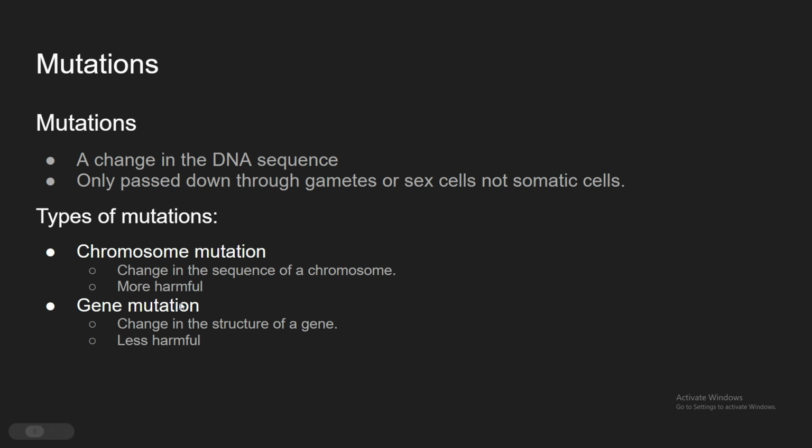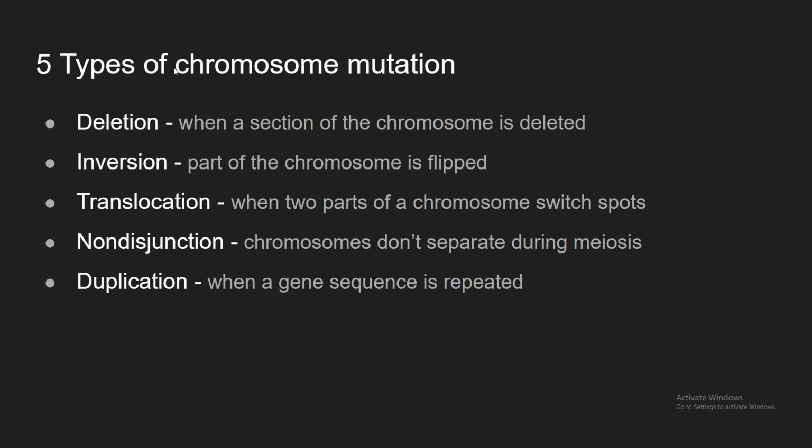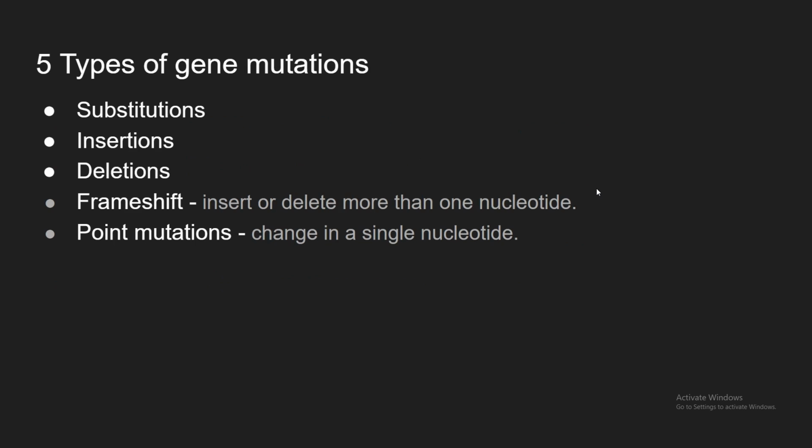And then there's gene mutations, which are a change in the structure of a gene, and these tend to have less of an impact on everything. There's different types of mutation. You have deletion, when a whole section of the chromosome is deleted. You have inversion, when a part of the chromosome is flipped. You have translocation, when 2 parts of a chromosome switch spots, and non-disjunction, when the chromosomes don't separate during meiosis. And then duplication, when a gene sequence is repeated.